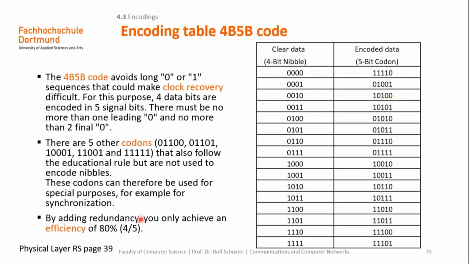By adding redundancy, you only achieve an efficiency of 80%. Why? Because we transmit at a particular bit rate that the transmission media supports, but in fact only 4 bits are useful from each codon of 5 bits. That is 4/5, that is 80% efficiency.